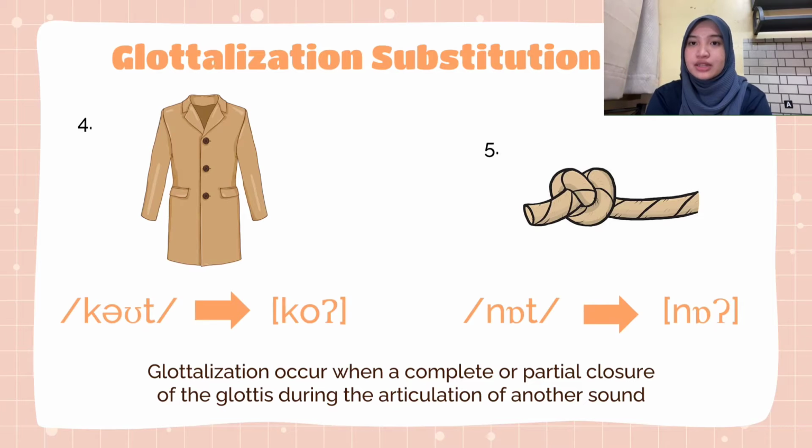Moving on to the other phonological process that TK had, glottalization substitution, which occurs when there is a complete or partial closure of the glottis during the articulation of another sound. An example of a word that TK pronounced is coat. He mispronounced coat and it became coat. The second word is not, which became not.